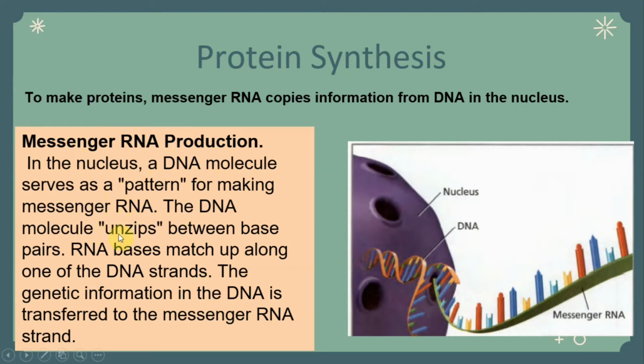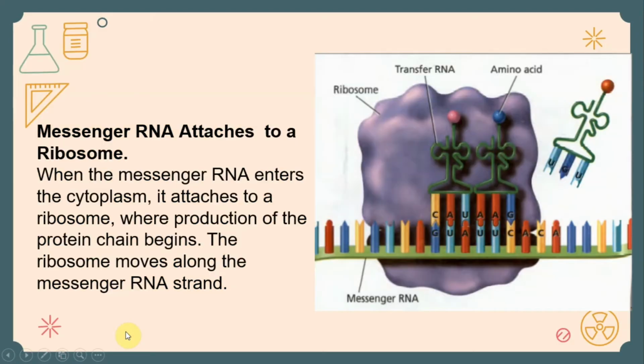The DNA molecule unzips between the base pairs, and you can see this in the illustration. When I say unzips, it's like it opens up, like you can see here. And what happens next is that the RNA bases match up along one of the DNA strands. They get together. This is the RNA, and this is the DNA. And the genetic information in the DNA is transferred to the messenger RNA strand.